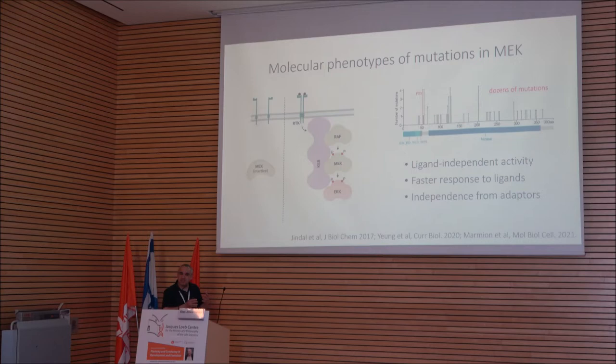So what did we learn? This is a summary of a lot of work of several people in the lab. The first thing that we learned is that in contrast to normal MEK, which is completely silent in the absence of the extracellular signal, mutants that are associated with cancers and with developmental abnormality have some ligand independent activity. And we even have some structural understanding of what is happening.